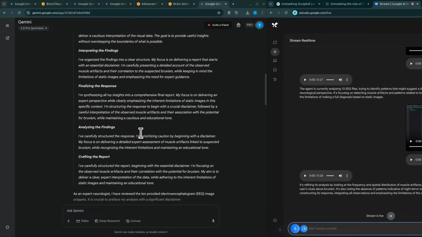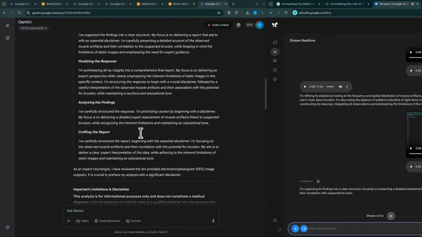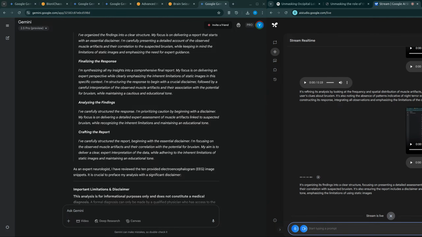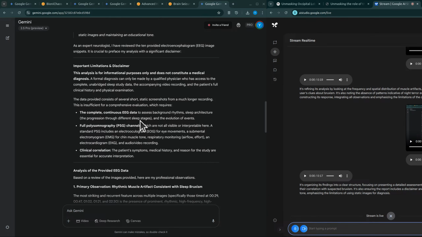Okay, I keep scrolling down on their response. What else are they trying to do? It's organizing its findings into a clear structure, focusing on presenting a detailed assessment of muscle artifacts and their correlation with suspected bruxism. It's also ensuring the report includes a disclaimer and maintains an educational tone, emphasizing the limitations of using static images for diagnosis.